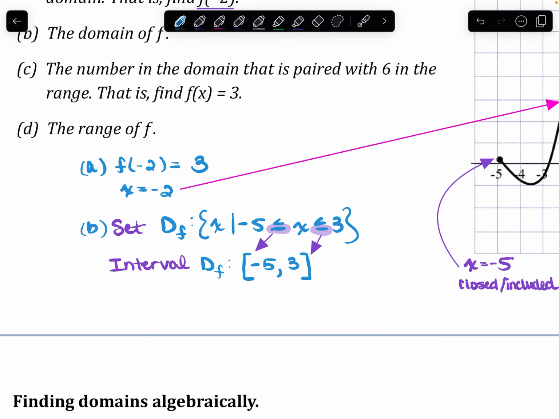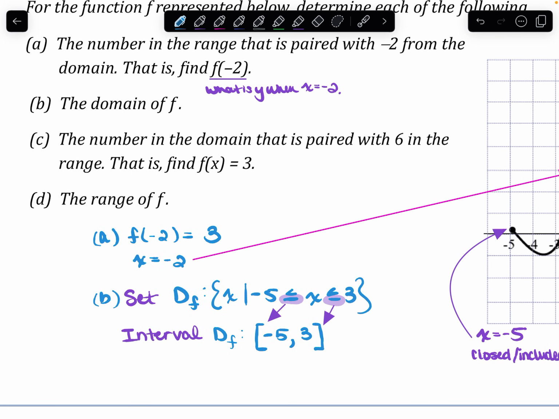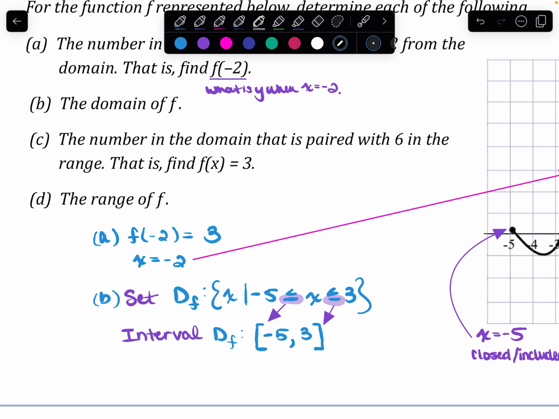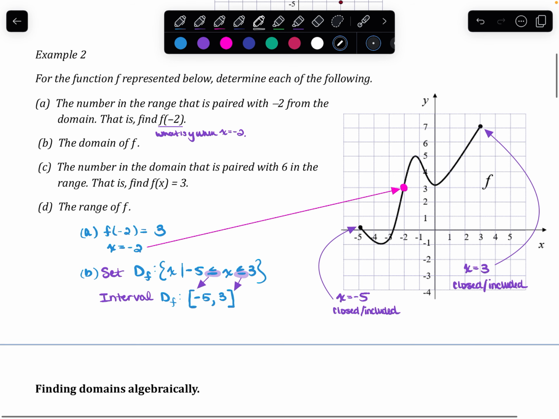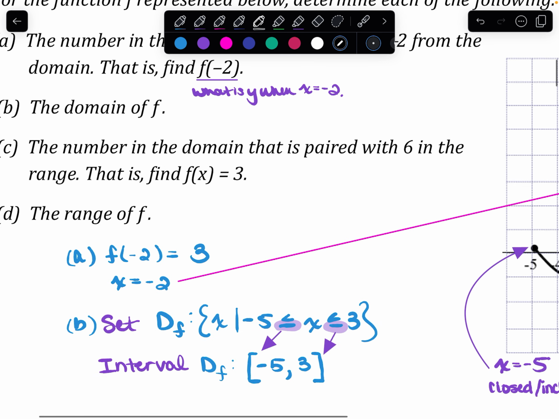All right, for C, the number in the domain that is paired with 6 in the range. Oops, number in the domain that is paired with 6 in the range. There's a little typo there. Yeah, that's supposed to be a 3. Let's scribble that out and turn that into a 3. I'll get that fixed on your copy of the notes.